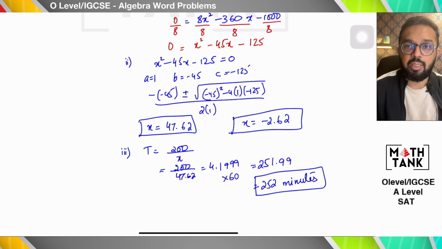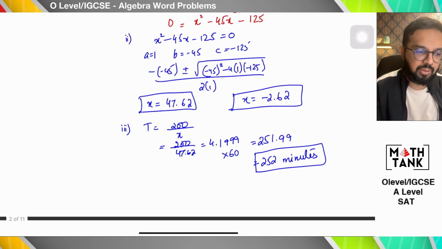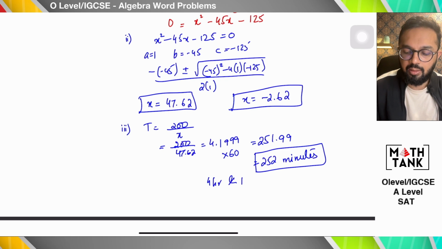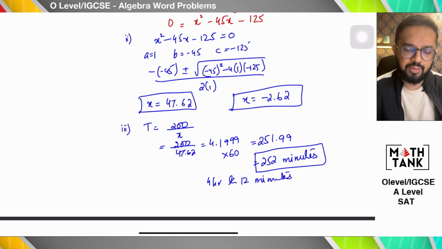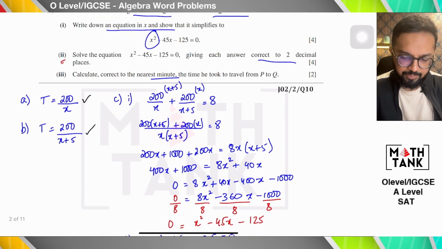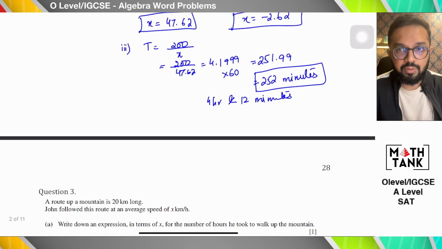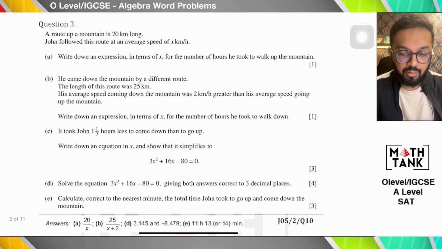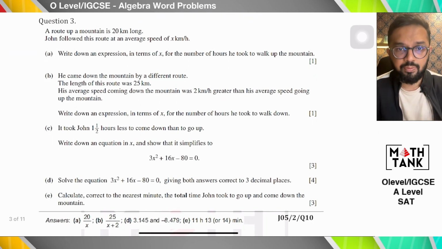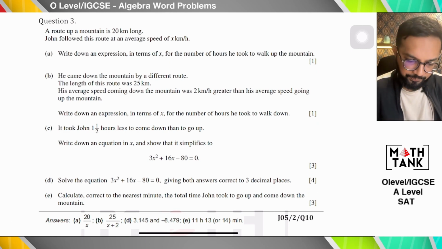If I just wanted to write it in hours and minutes, I should have multiplied 0.199 and kept the 4 separately and told you that this comes out to be 4 hours and 12 minutes. Since it doesn't say that, I can give you the answer correct to the nearest minute directly. Okay, that's the first question of this type. We're going to come across lots of questions of the same type. You can see this one is more or less the same.